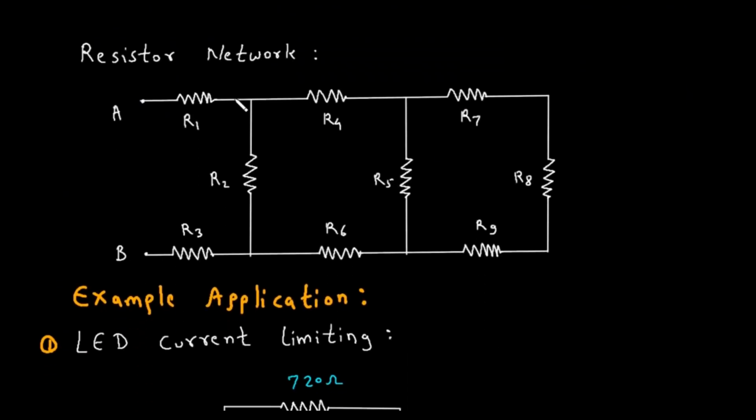Now here we can see this is a network of resistors. Here there are many resistors connected, some are connected in series. Here we can see R7, R8, R9. These are connected in series. Now they are connected in parallel with this R5. So this is the network of resistors, or we can say it is a resistor network.